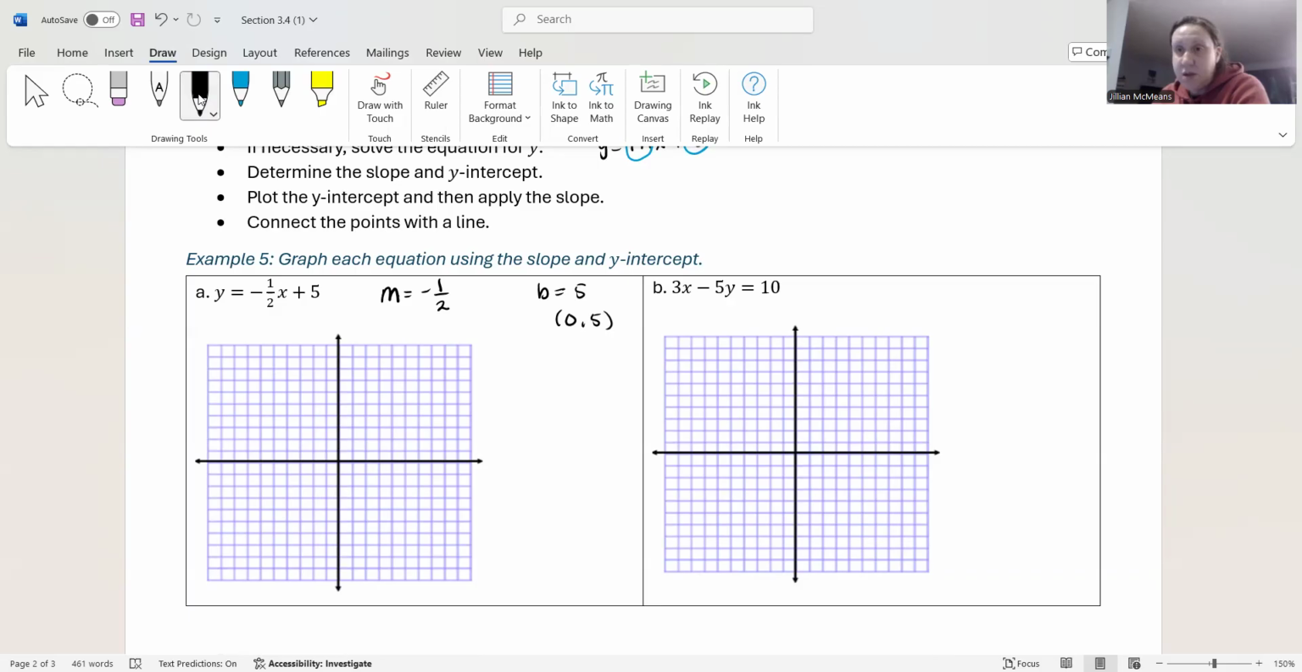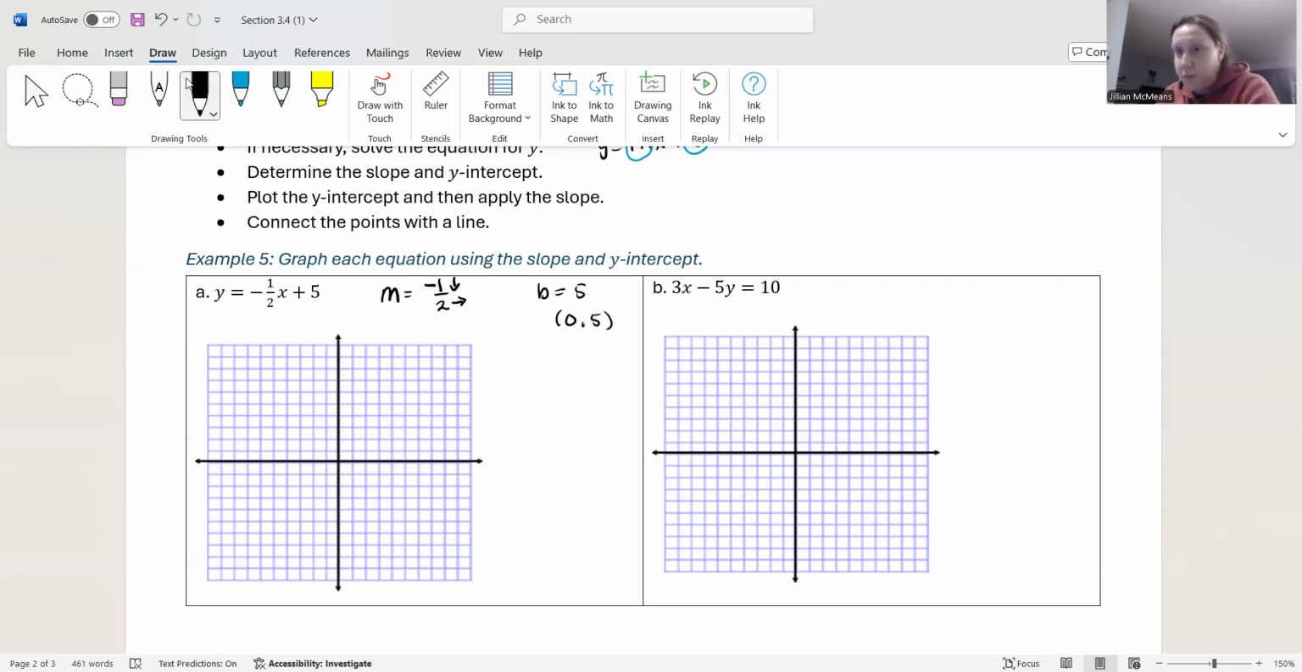Now, when it comes to the slope, you can always apply your slope in two directions. When you have a negative slope like we do here, put the negative very clearly in one spot or the other. I'm going to put my negative in the numerator of my slope. So this is going to tell me to go down and to the right. And once we start graphing, I'll show you the other way you can apply your slope.